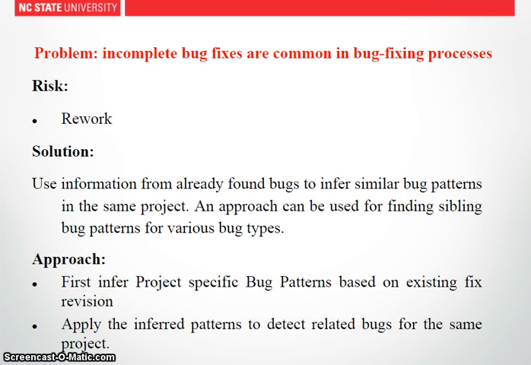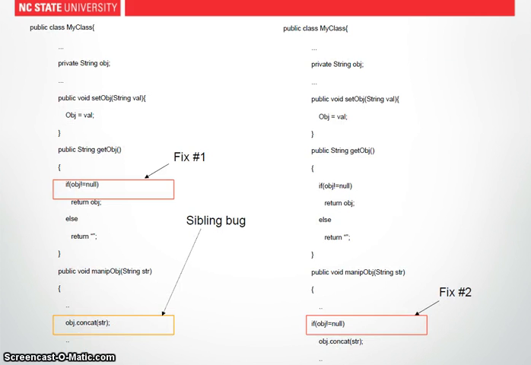Another problem is incomplete bug fixes in the bug fixing process. Let us look at an example about incomplete bug fixes. Here we can see a class which contains a string object, setter and getter methods for that object, and a manipulating method. In fix revision 1, we found that there is no null checking done for that object. So we fix this in fix revision 1.